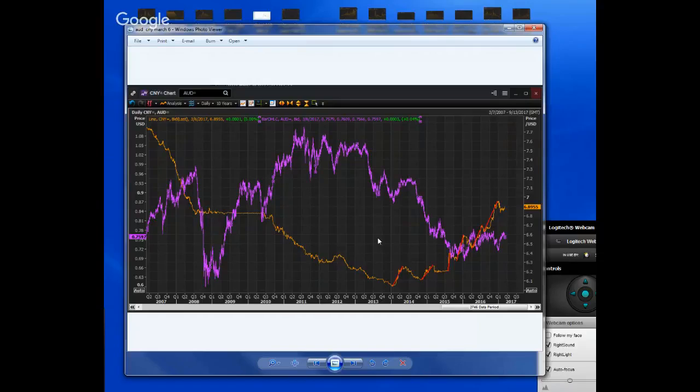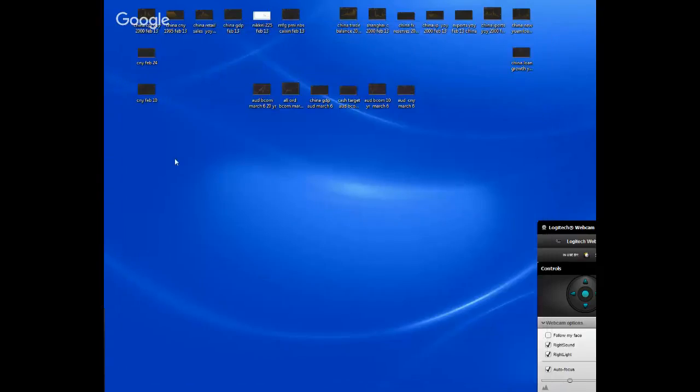Okay, so here we have the Chinese yuan and the Australian dollar. There isn't, surprisingly, or perhaps not surprisingly, a great deal of correlation here. So this is the yuan, and this is the Australian dollar. Let's look for more correlation.